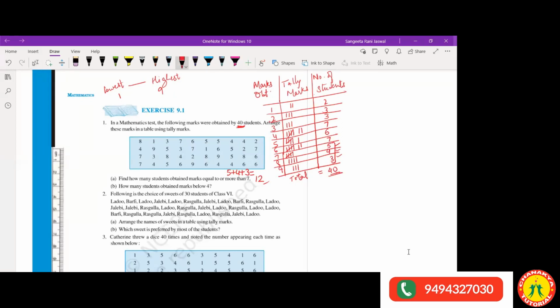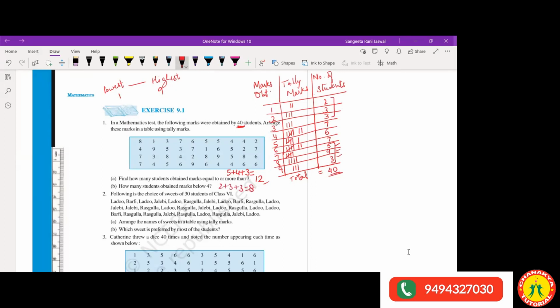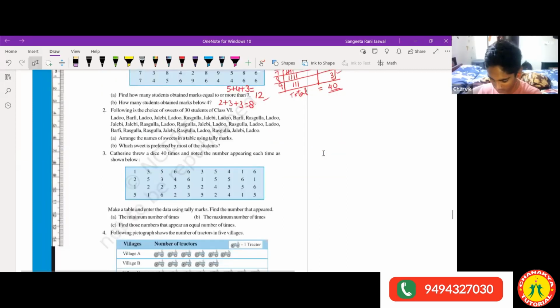Okay, how many students obtained marks below 4? Now let's see how many got below 4. Marks 4 is not included, we have to see below 4. That is 1, 2 and 3. So this is 2 plus 3 plus 3. It's 8. Okay, so that's 8. I hope you have understood this.